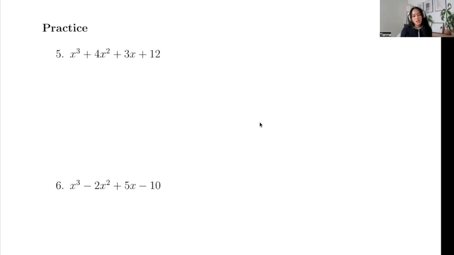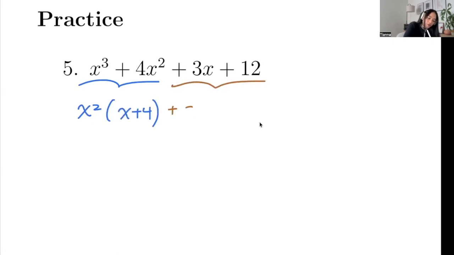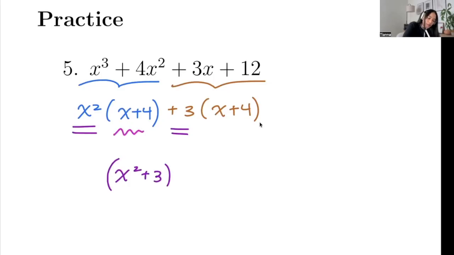Go ahead and pause and try and solve these guys. Okay, let's check our work. From here, we should have been able to pull out an x squared. So we get x plus 4. From here, a 3, so x plus 4. And then writing our final answer, x squared plus 3 in one parentheses and x plus 4 in the other.